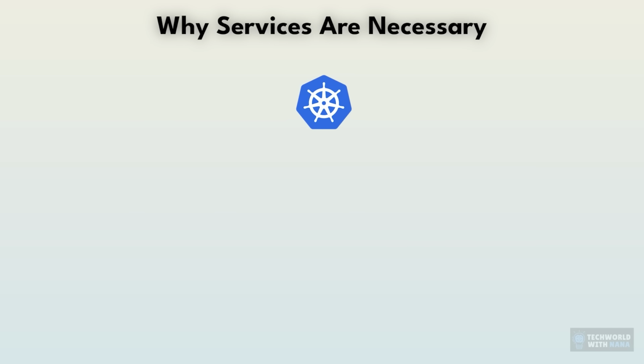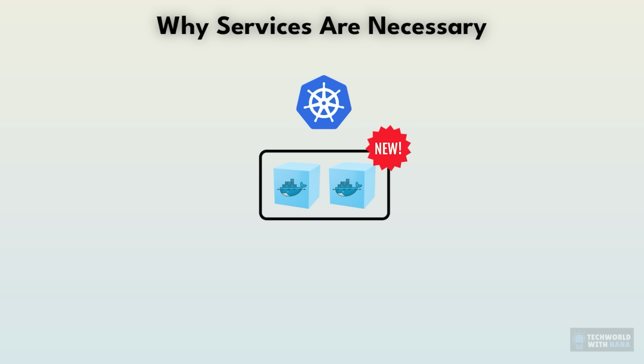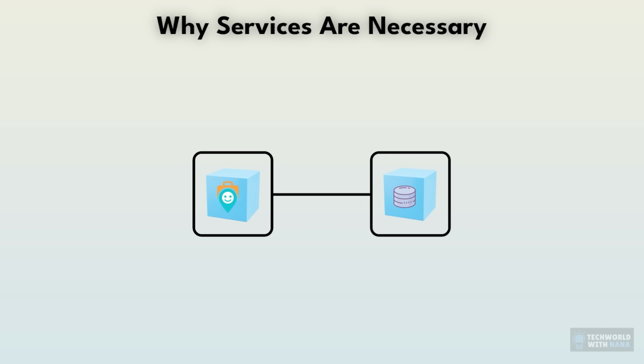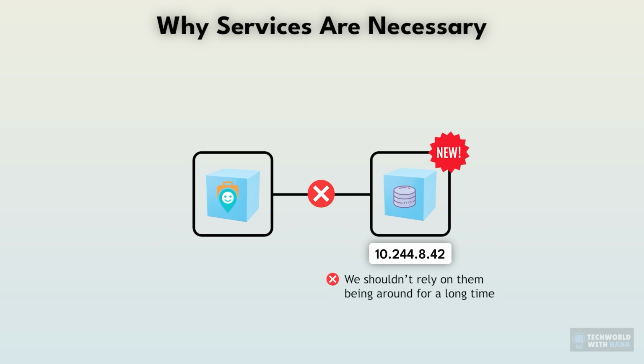But here's the problem. Pods are temporary. Kubernetes can create a pod, destroy it, move it around, create a new one at any time. Maybe a pod crashed, maybe you are updating a version of the application, and each time Kubernetes creates a new pod, that pod gets a new IP address. So if our website pod is trying to connect to our database pod, and the database pod gets recreated with a new IP address, the website pod's connection breaks. And pods are ephemeral, so we shouldn't rely on them being around for a long time. So how do we solve this problem?